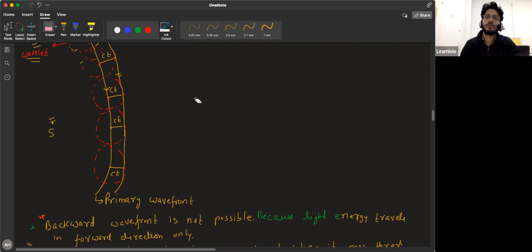Just note this statement. Usually this is a conceptual question: was there any flaw in the Huygens theory? The major flaw was this.